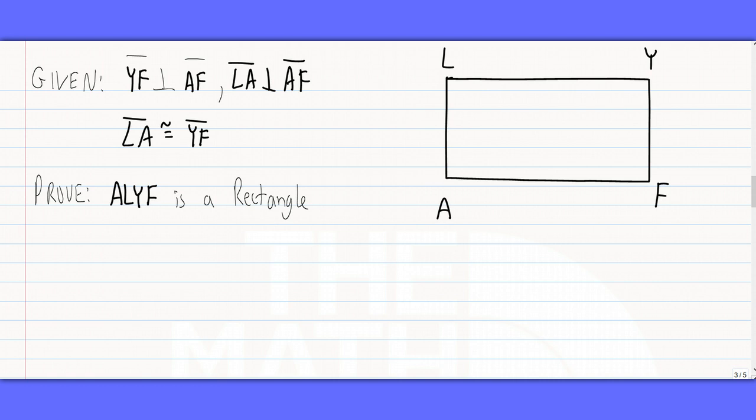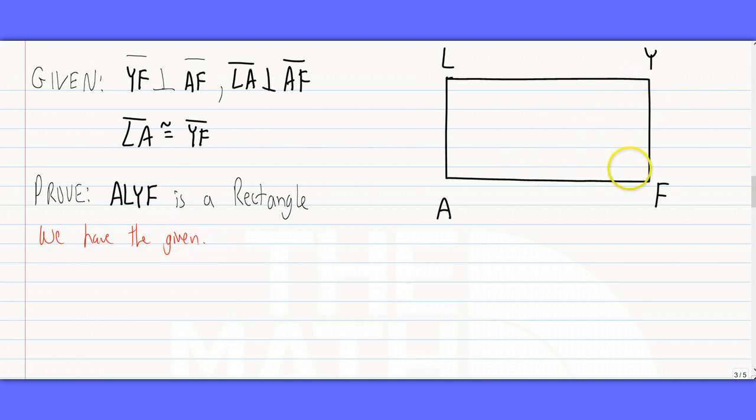Next, we have our first proof, trying to prove something is a rectangle. Once again, I'd pause the video, copy this down, and then you can either try it on your own or follow along with me as I go through it. I'll be writing this one as a paragraph proof. So first of all, we have the given.